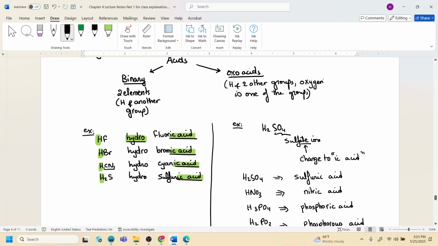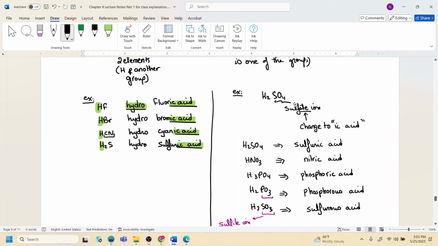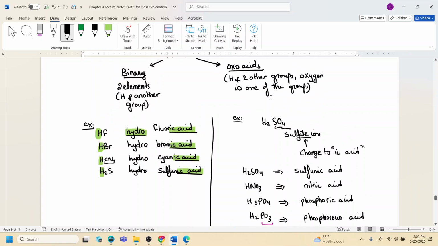Now for the oxo acid. Oxo means oxygen. You have oxygen in there. So HCN is not an oxygen or an oxo acid. So oxo acids are acids that start with a hydrogen for sure, and they have a lot of elements in it. And one of the elements is oxygen. Like for example, H2SO4. This has a hydrogen in there. It does have a sulfur. It does have an oxygen. So this is considered to be an oxo acid. So oxo means it does have an oxygen.